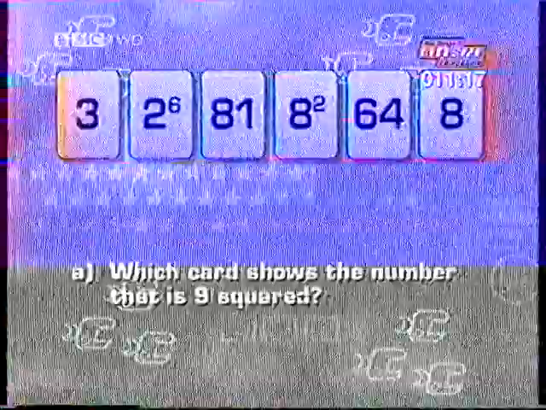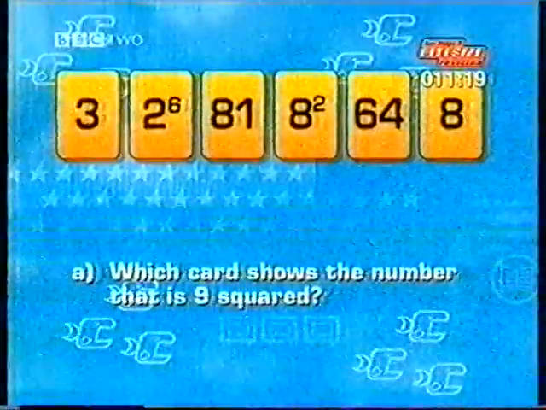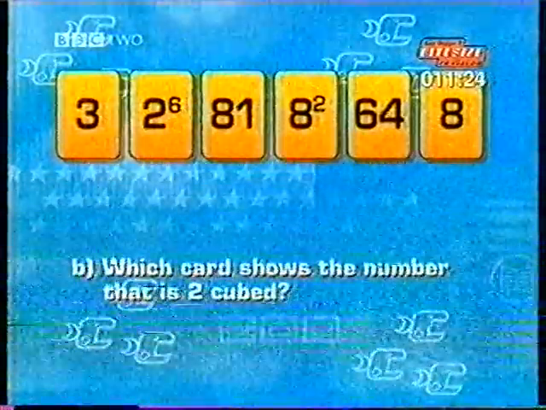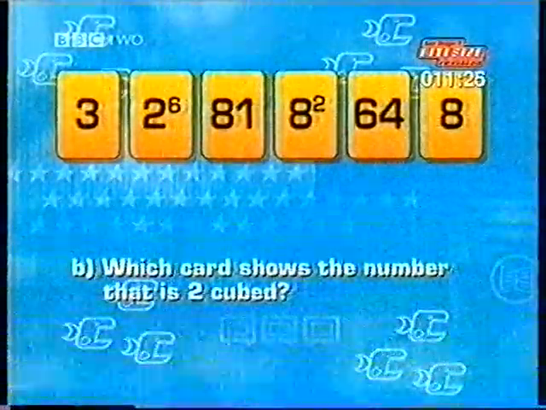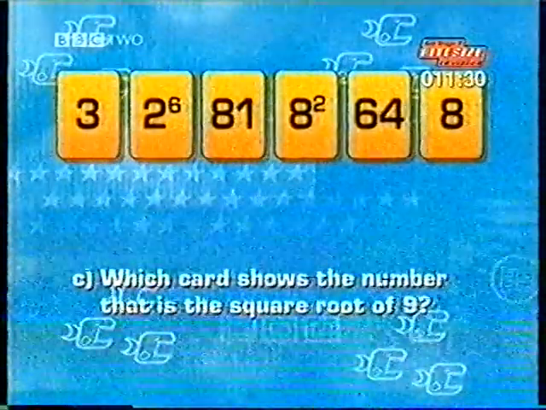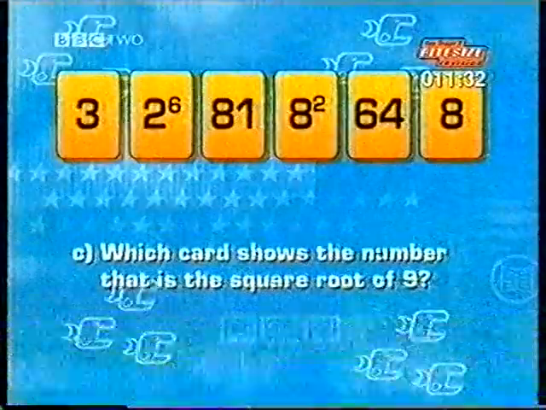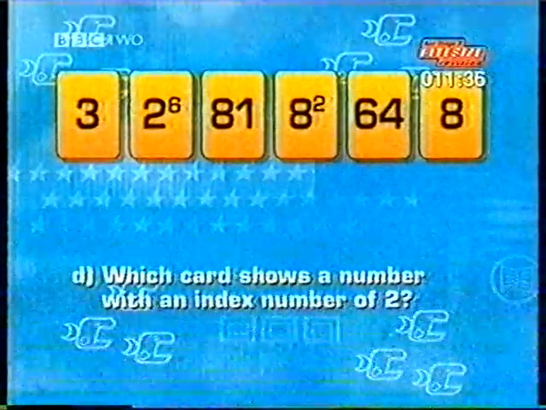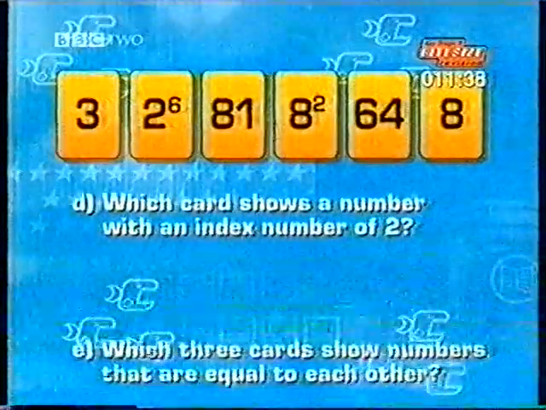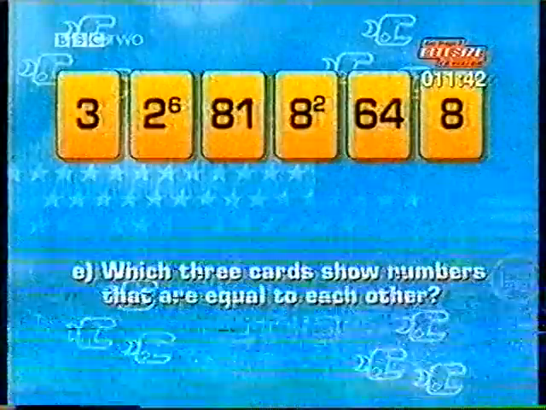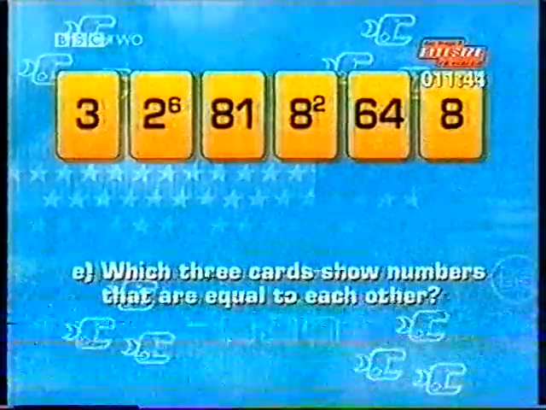Now answer these questions. Part A, which card shows the number that is 9 squared? Part B, which card shows the number that is 2 cubed? Part C, which card shows the number that is the square root of 9? Part D, which card shows a number with an index number of 2? And finally, Part E, which 3 cards show numbers that are equal to each other? Stop the tape and have a go at that yourself.